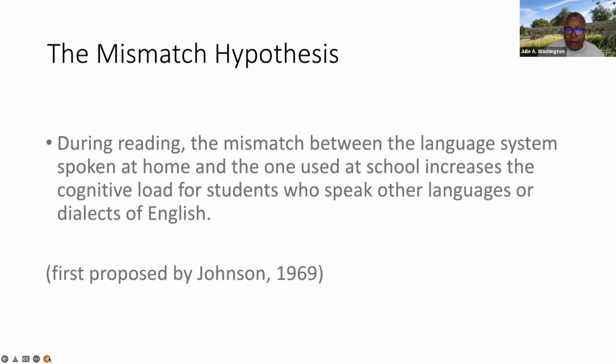So why does it matter? This is the mismatch hypothesis. I always point you to the year that it was first proposed, 1969, and we're still talking about this. This is almost 60 years later, that we are still looking at the mismatch hypothesis and talking about it and how does it matter. And this is the idea that during reading, the mismatch between your spoken language, which you learn at home, and the one that's used at school increases the cognitive load for students who speak dialects and makes it harder for them to get to text.